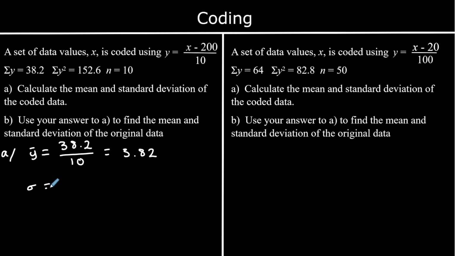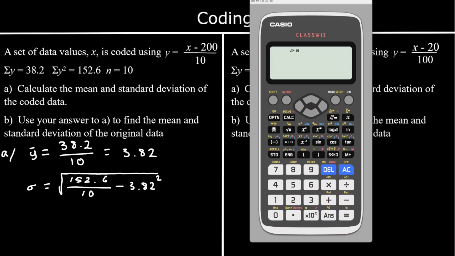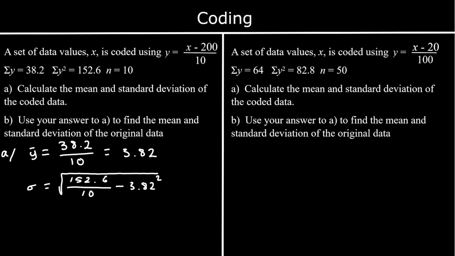The standard deviation is going to be the mean of the squares minus the square of the mean. So 152.6 over 10, take away the mean squared. And we get 0.817. Now use your answer to find the mean and standard deviation of the original data.